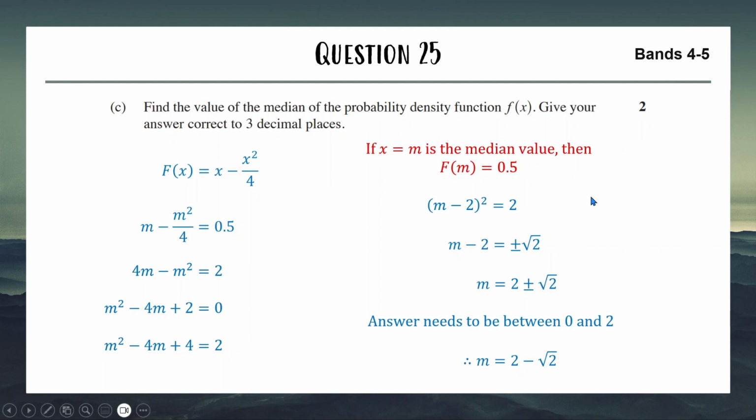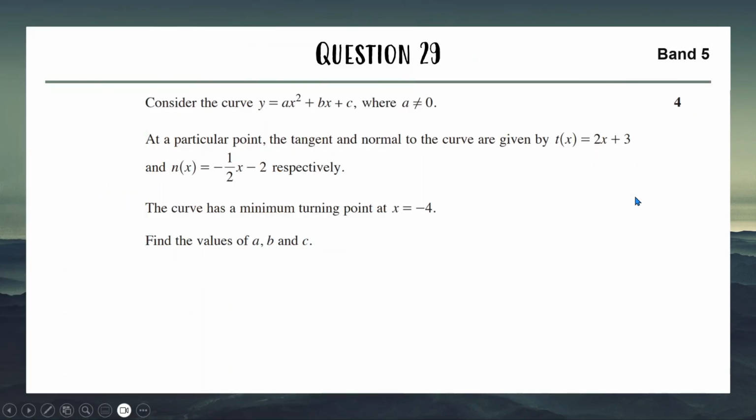Wasn't that fun? Okay, now we're into the really scary section of the exam, getting towards the back end. We've got question 29. It's a 4-mark question. It's a lot of fun, and it's a band 5. We have a quadratic, ax squared plus bx plus c. A is not equal to 0, so it is a quadratic. At a particular point, the tangent and normal to the curve are given by this equation and this equation respectively. We have a minimum turning point at x equals -4, and from that information we want to find the values of a, b, and c.